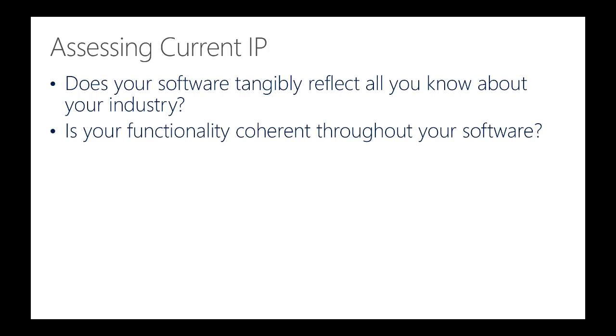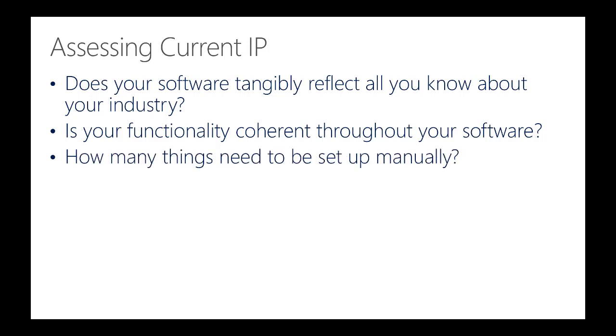Is your functionality coherent throughout your software? Did you make a plan on how the user uses your software? And did you make sure that the experience that the user has in using your software is consistent throughout all the features in your software? Do you have a standard way of putting together a decision-making tree for menu access to features and things like that?